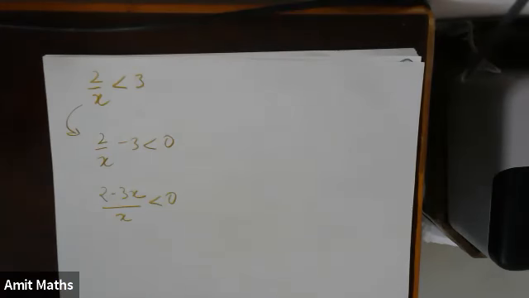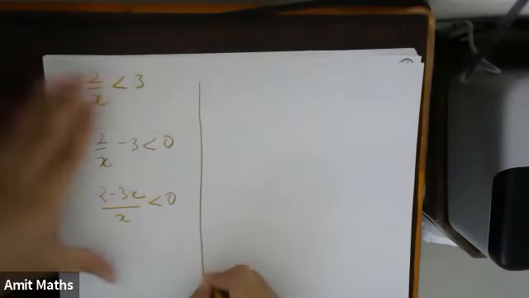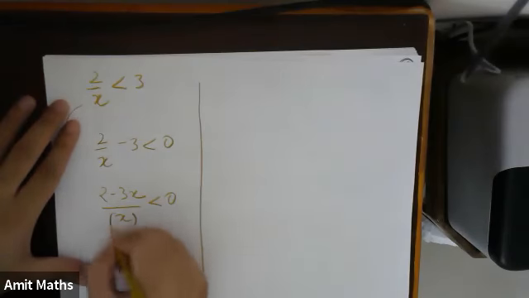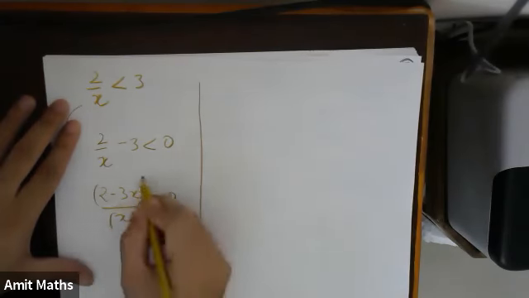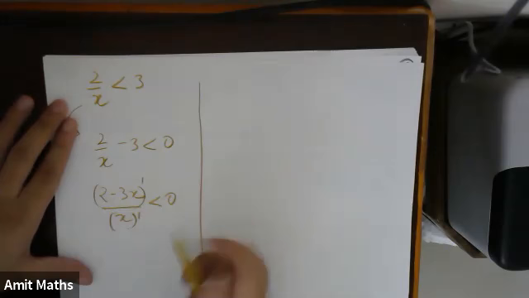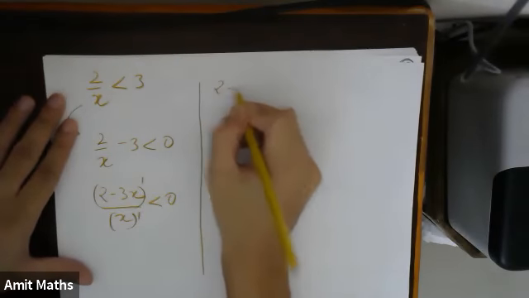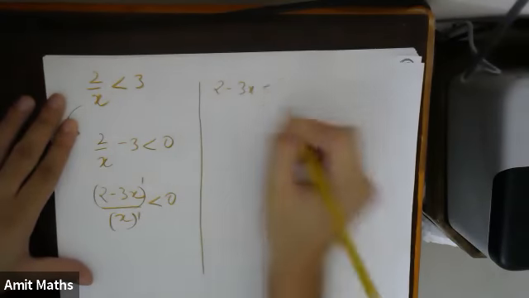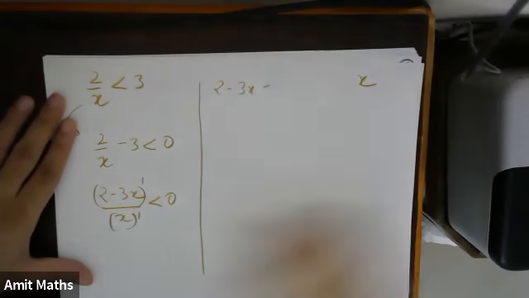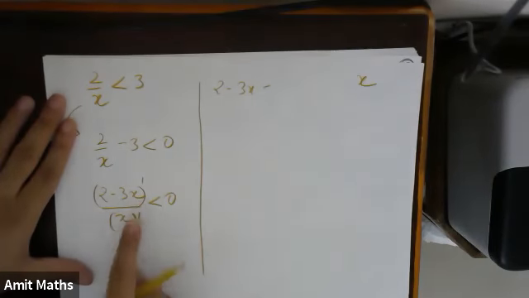Now what does this become? This question converts into a wavy curve. To solve the wavy curve, first I'll write the factors. This factor is to the power 1, and this factor is also to the power 1. So the factors are 2 minus 3x, and the other factor is x.